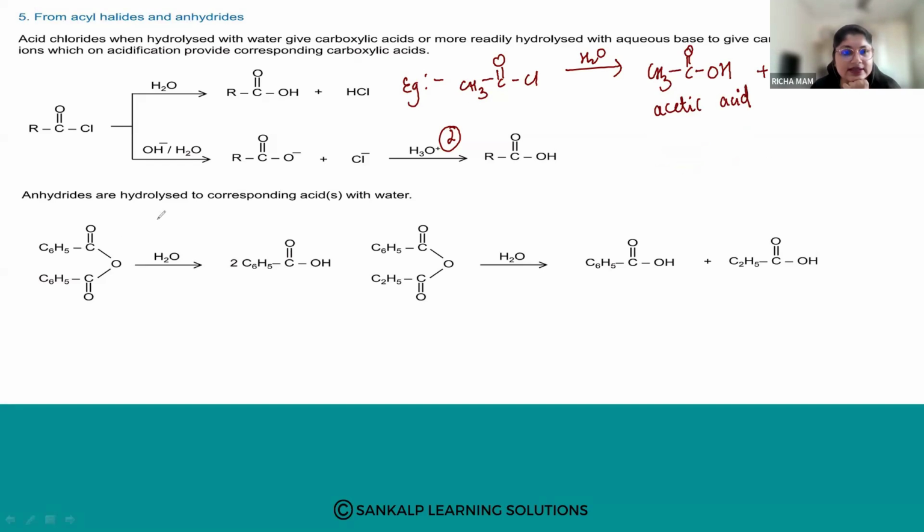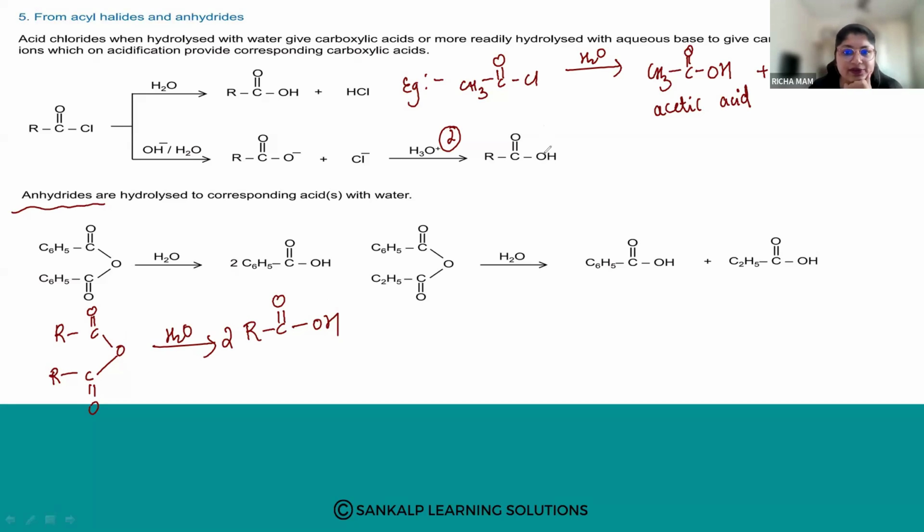Now, by the same method, we can do anhydrides also. I told you what an anhydride is: RC double bond O, RC double bond O, this is our acid anhydride. In the presence of water, what are we going to get? There are two molecules, so you are going to get RC double bond O OH.